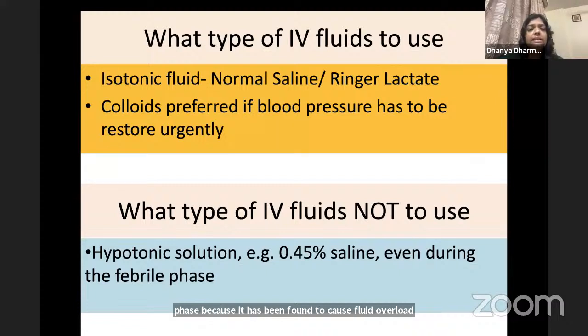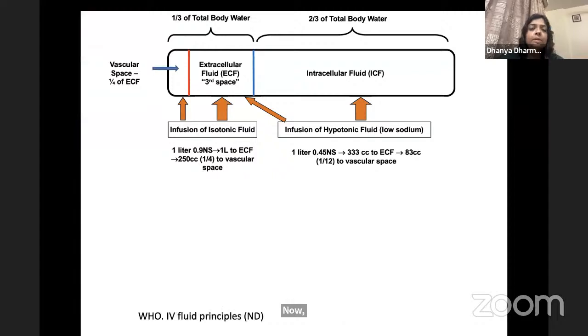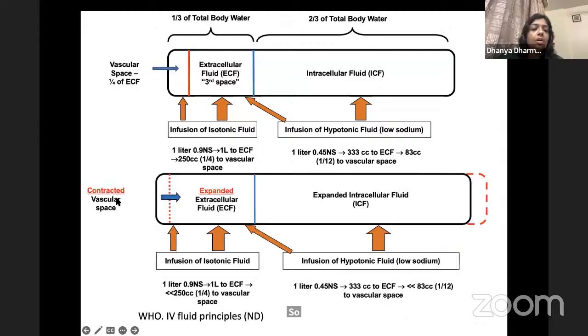Now, why is this very important? It is important because of how the fluids are distributed. It is distributed in the intracellular compartment. And if you infuse 1 liter of isotonic fluid, then 1/4 goes into the vascular space. But if you infuse hypotonic fluid, it is 1/12 that enters the vascular space. So in dengue, in the critical leaky phase, when there is a contracted vascular space, if you infuse isotonic fluid, there is expansion.